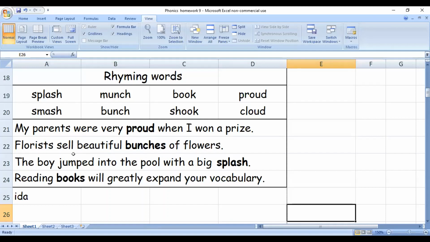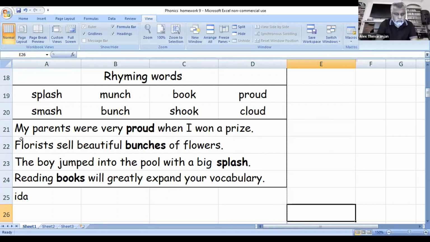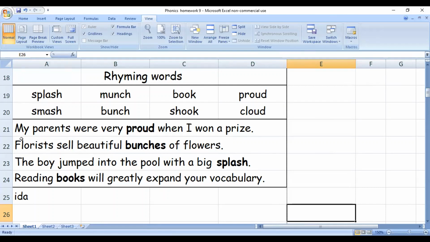Now I would like Tanga to choose somebody to read the sentences for me, please. Thank you. Glory. Glory, unmute. You have to unmute. Job. Yeah, you can start.